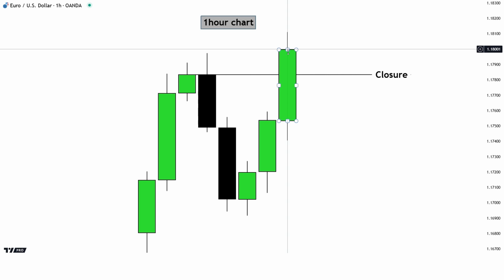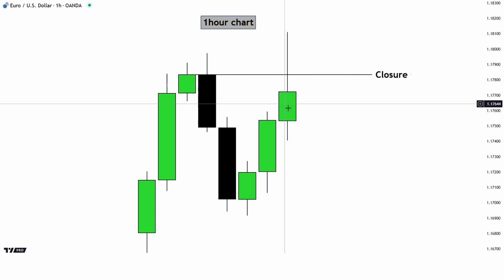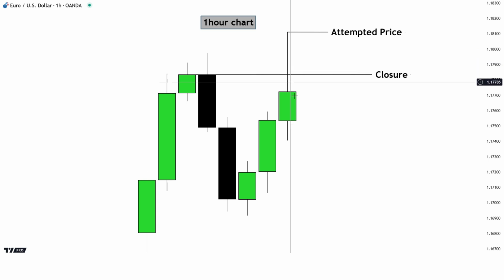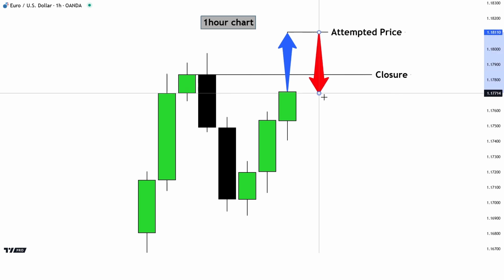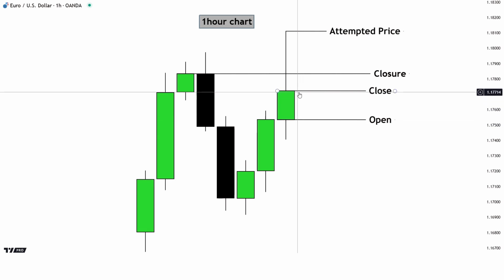Every time we are looking at a candle, we see two parts, the wicks and the body. Wicks represent attempted price movements that didn't hold. This long wick above this candle's body suggests the market tried to go higher but faced rejection, and it got closed here. This indicates the only confirmed price action within this range is this open and this close.